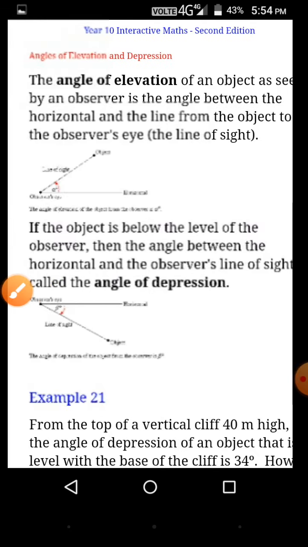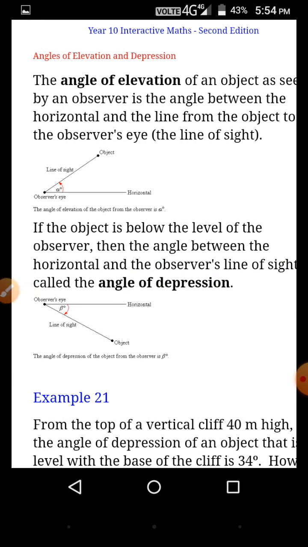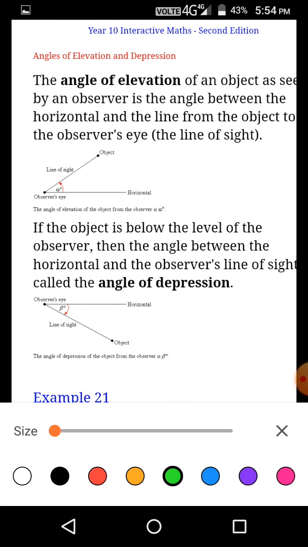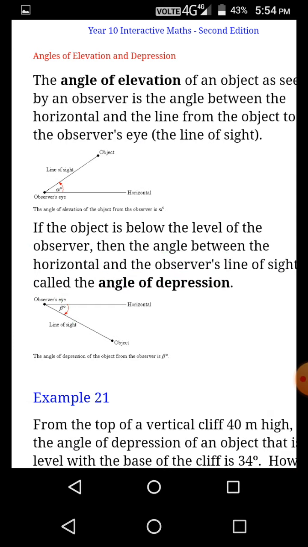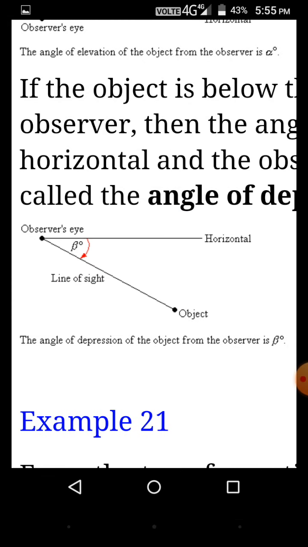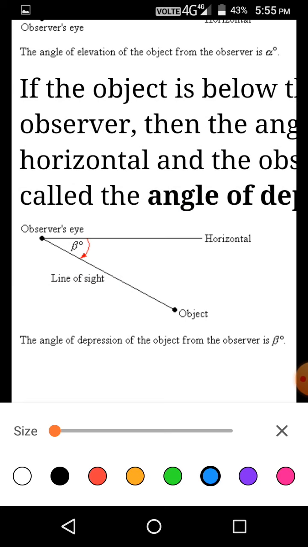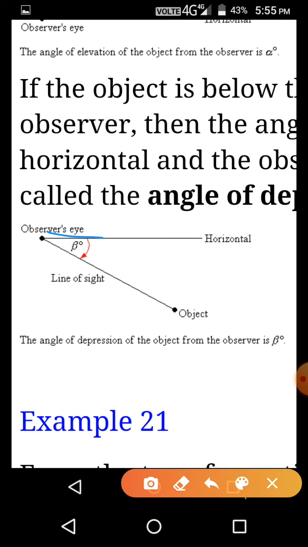So next comes angle of depression. I am reading it again. If the object is above, then it is elevation. If the object is below the level of the observer, then the angle between the horizontal and the observer's line of sight is called the angle of depression, right? That is angle of depression. Let's see in the next slide. Look at this very carefully. This is our horizontal line, and he has to look below. So this angle beta is the angle of depression.